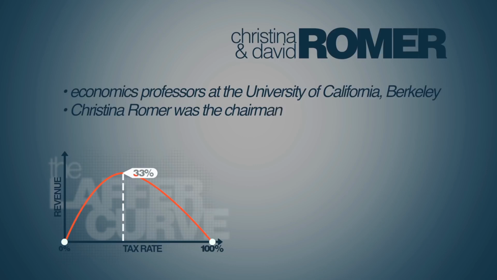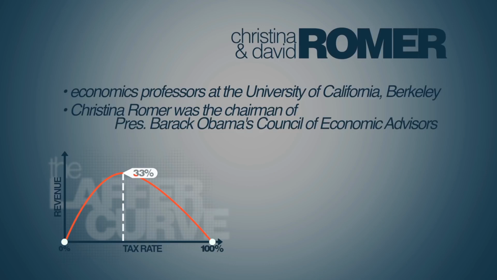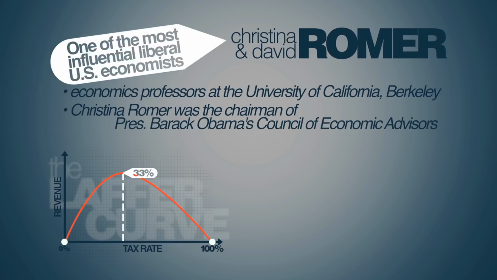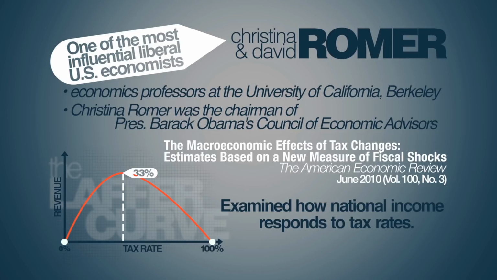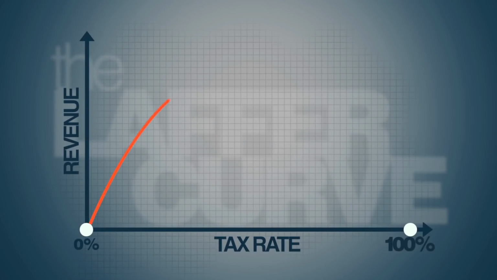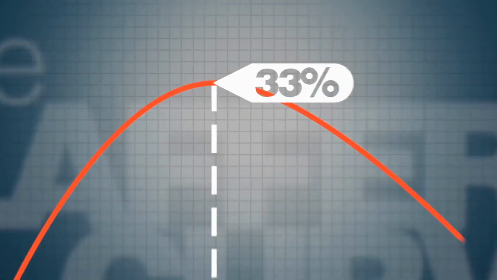Christina Romer was the chairman of President Barack Obama's Council of Economic Advisors. In other words, the study was written by one of the most influential liberal economists in the United States, and it was published in the American Economic Review, the most widely respected economics journal in the world. The study examined how national income responds to tax rates. But as far as what concerns us here, the key point is that if you do the math, the results imply that the hump on the Laffer curve occurs where the tax rate is around 33%, much lower than economists previously thought.